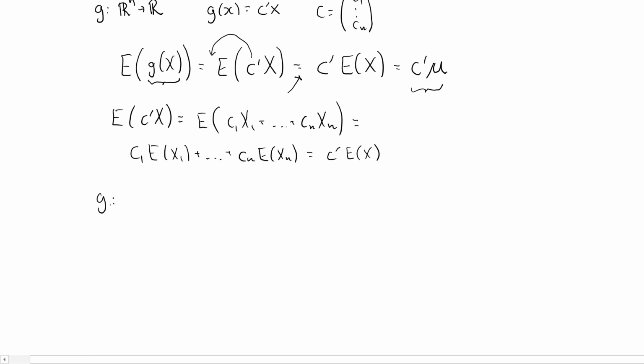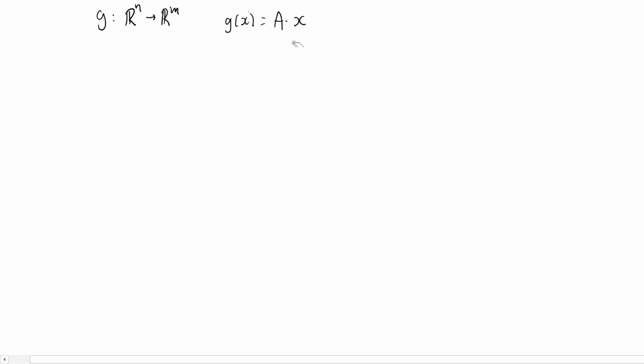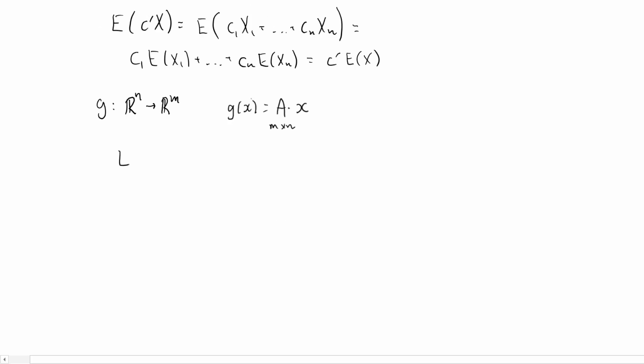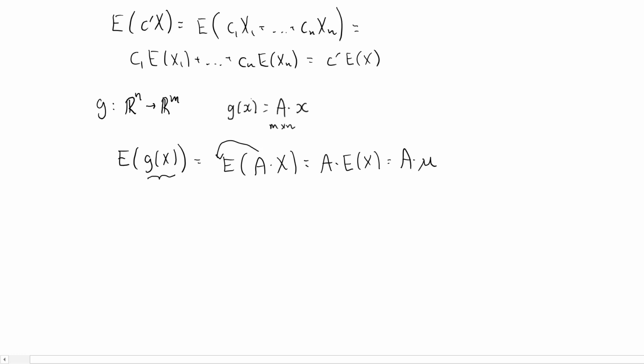Finally, let's look at the case when g is vector valued, so it's from Rn to Rm. Then, if g is linear, we can always write it as A times x, where A is an m by n matrix, such that Ax is m by 1. In this case, the expected value of g of x, keep in mind this is now a random vector, that is the expected value of A times x. We can still take the entire matrix A outside, it is A times E of x, which is A times mu.